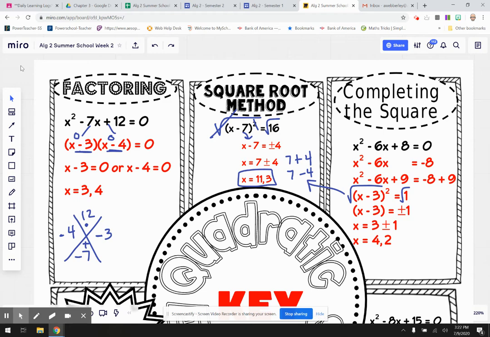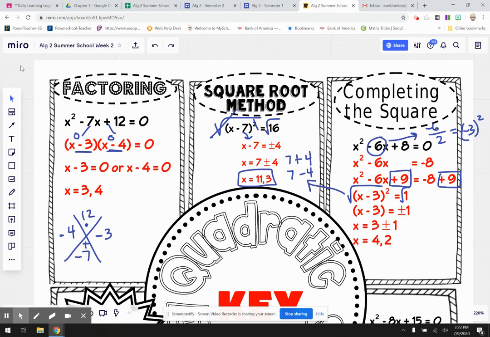Now here they added 9 to both sides. It's okay to add to both sides, it'll stay equal. But the question was, how did they get that 9? So here's what they did. They took the -6 and cut it in half, and they got -3. And then they squared -3. -3 times -3 is 9.